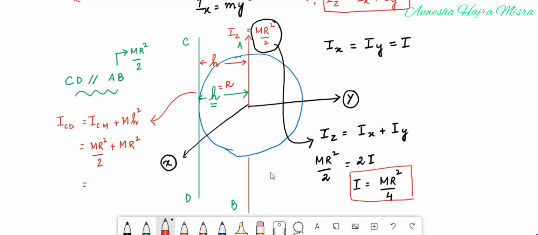So moment of inertia about CD will be mr square by 2 plus mr square. So it becomes 3 by 2 mr square. So parallel axis theorem can be used to find the moment of inertia of a body about an axis parallel to the center of mass axis of a body.